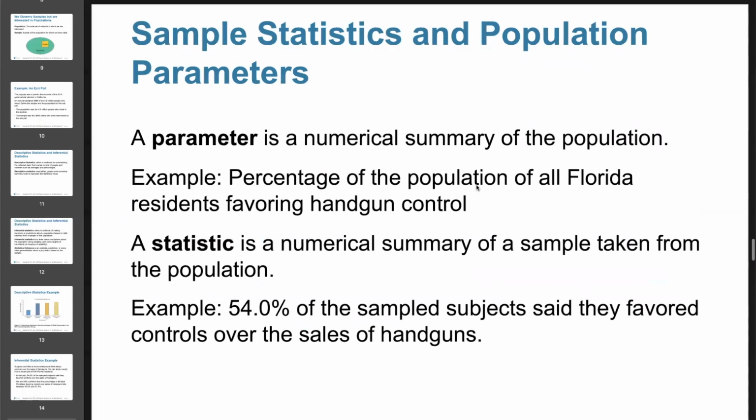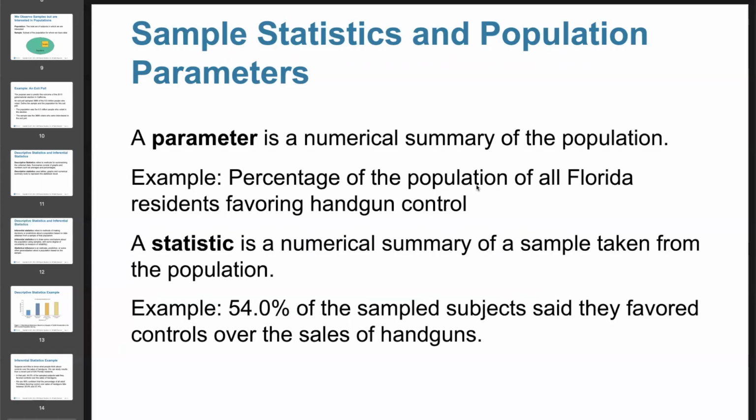Two important definitions: parameter and statistic. A parameter is any numerical summary of a population, which means when you calculate, for example, the average or the percentage from the entire population, we call this percentage a parameter. If you calculate this percentage from a sample, we call it a statistic.